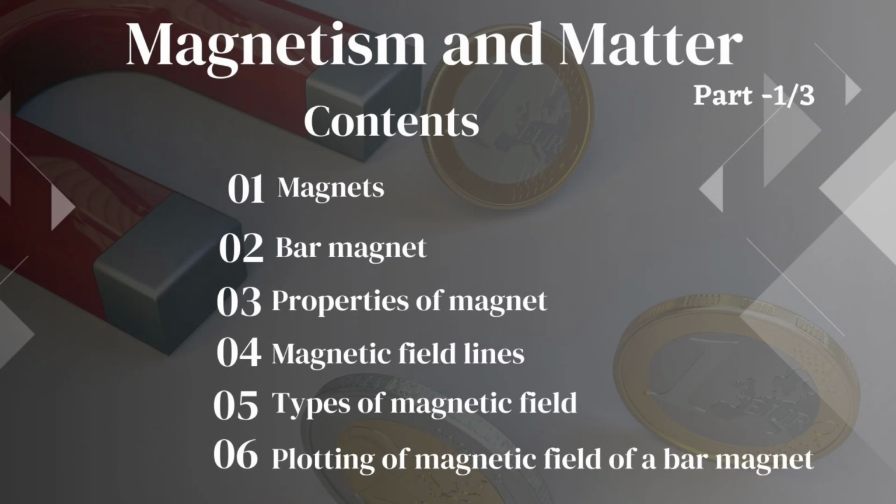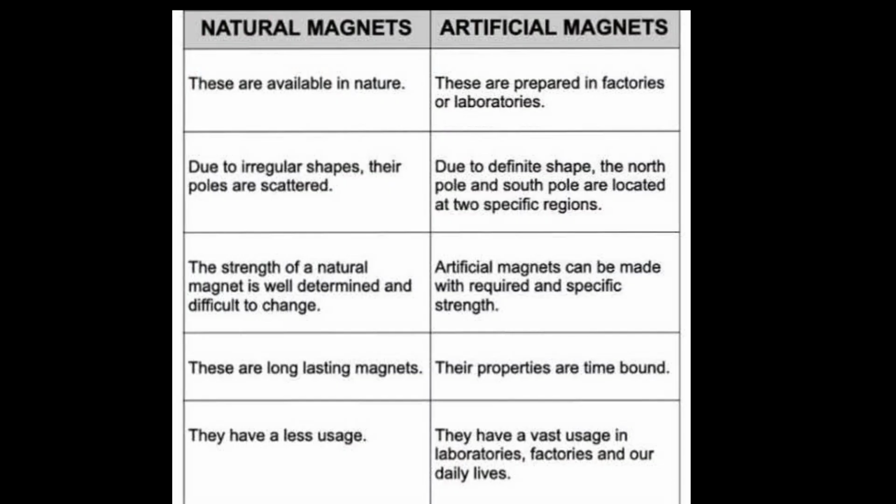In this chapter, we are going to study magnets, types of magnets, bar magnets, properties of magnets, magnetic field lines, different types of magnetic field lines, and how to plot or represent magnetic field lines. So we are going to understand the types of magnets. There are two types of magnets.